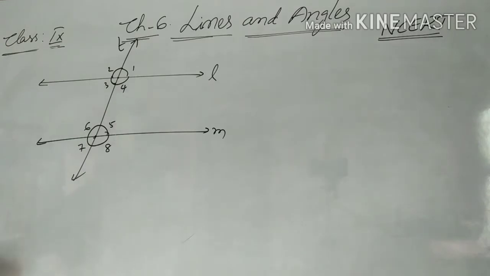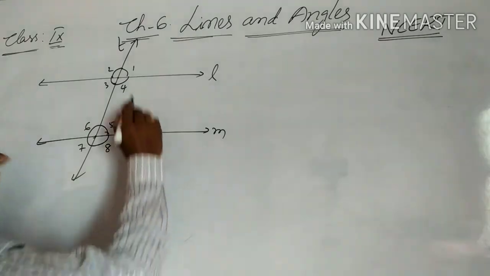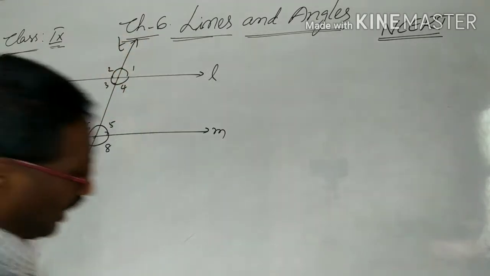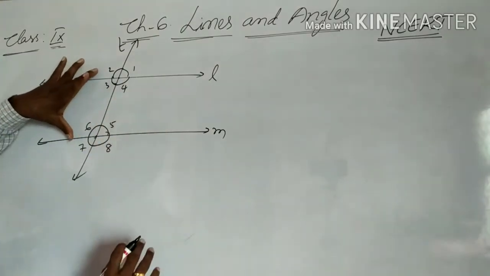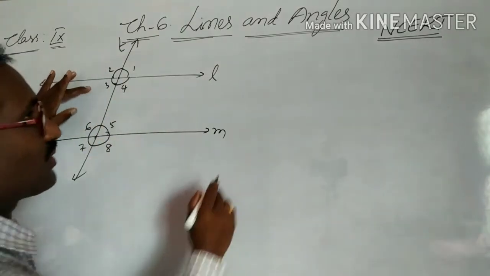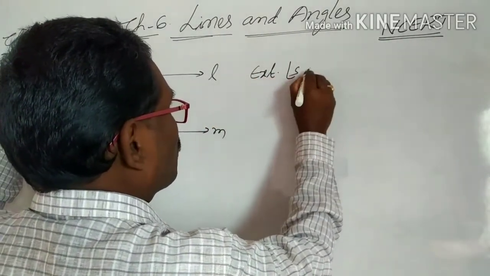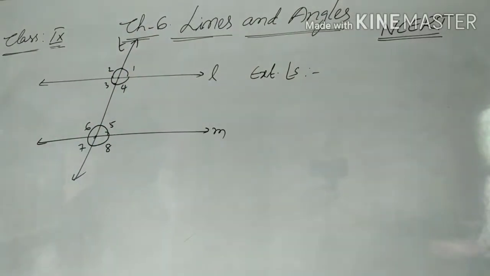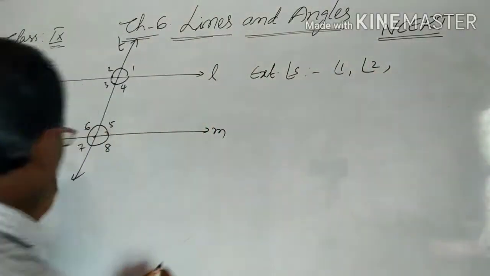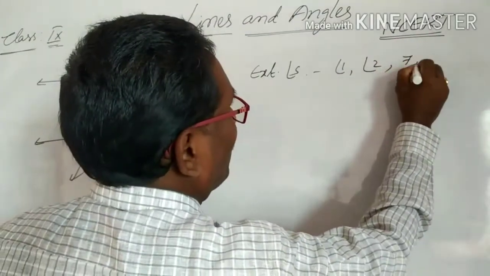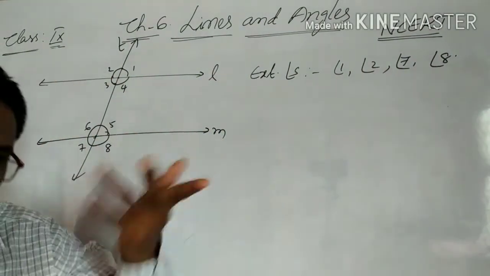Observe carefully these 8 angles. Here, the outside angles are the exterior angles. What are the exterior angles? Exterior means outside of these two lines. I will write here clearly: EXT is the short form of exterior angles. The exterior angles are angle 1, angle 2, and angle 7, angle 8.